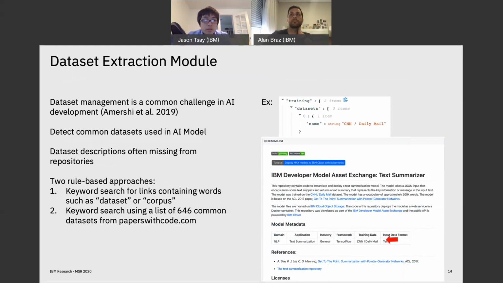Next are datasets. Dataset management in general is a common challenge when it comes to developing AI, because datasets are highly intertwined with AI development. So it's very important to know what datasets were used. The way we detect them is that we look for either things that look like datasets or we look for common datasets that we know about. If you look on the right, in this case, this NLP model, this text model, uses a textual dataset that's based off CNN/Daily Mail.